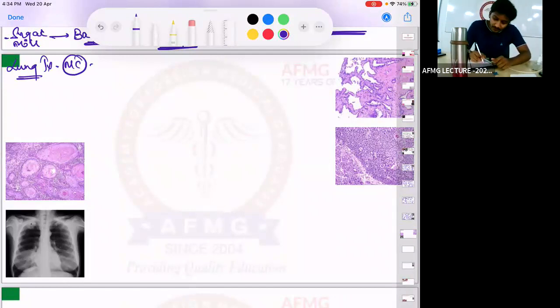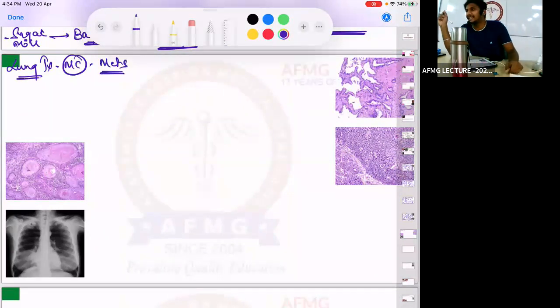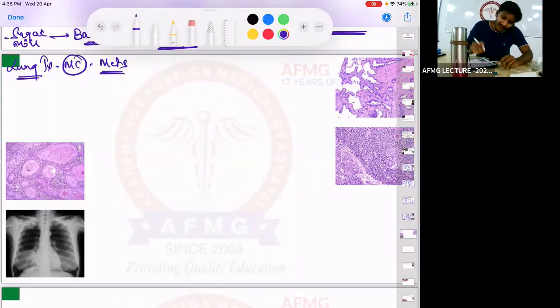Most common lung tumor is... most common lung malignancy is metastasis, or secondary. If I ask you about primary lung tumor, so most common primary benign lung tumor.